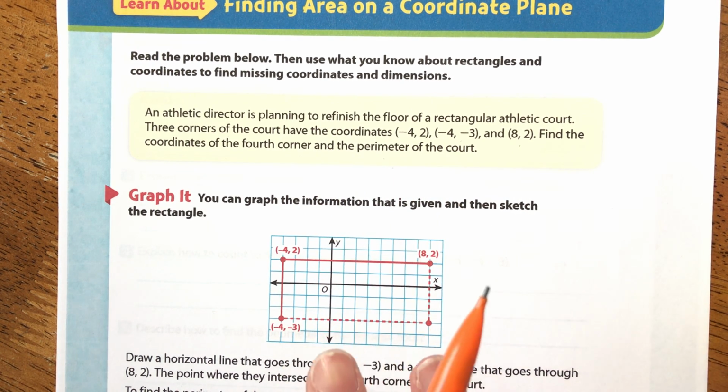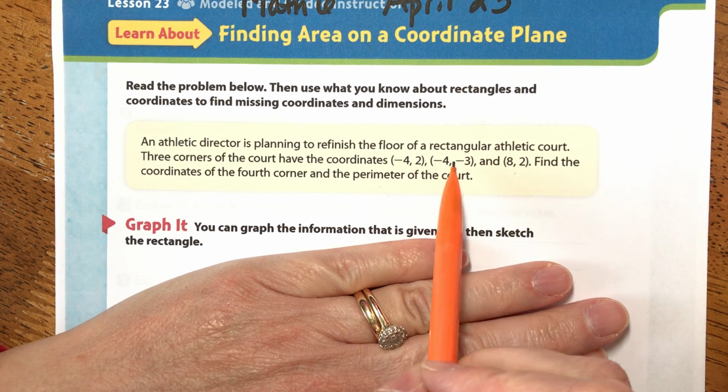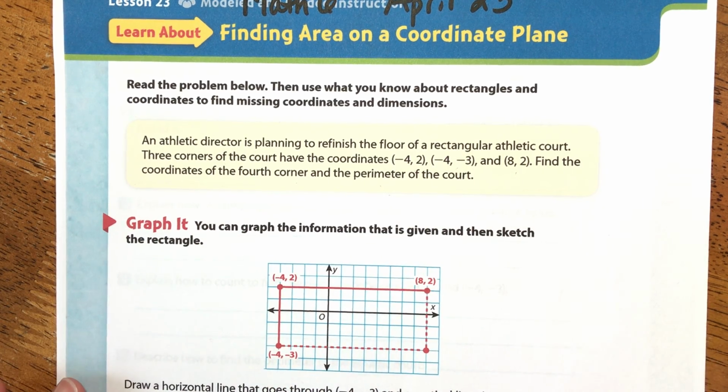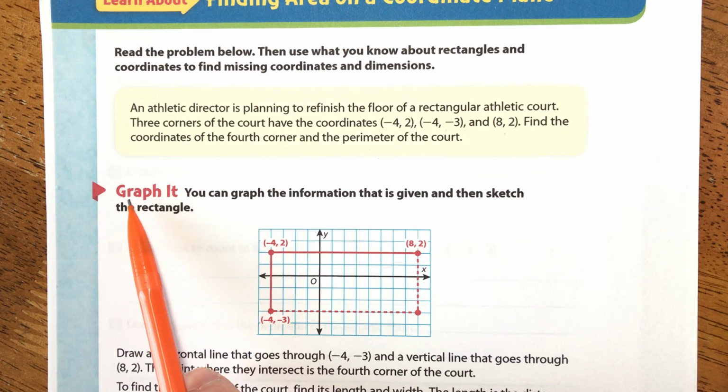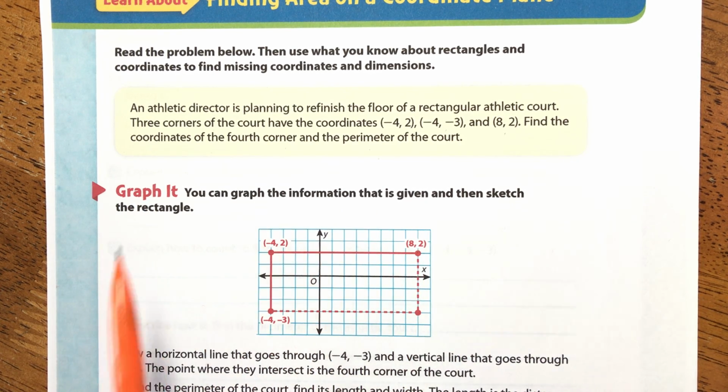Okay, this is a question that's going to be on the quiz. So if you can do this one, you're in great shape. I think this is an easy one. If I didn't see this picture, they want me to take those 3 coordinates and figure out what the rectangle looks like. Well, they're saying, why don't you graph it? So you can graph the information that's given and then sketch the rectangle.